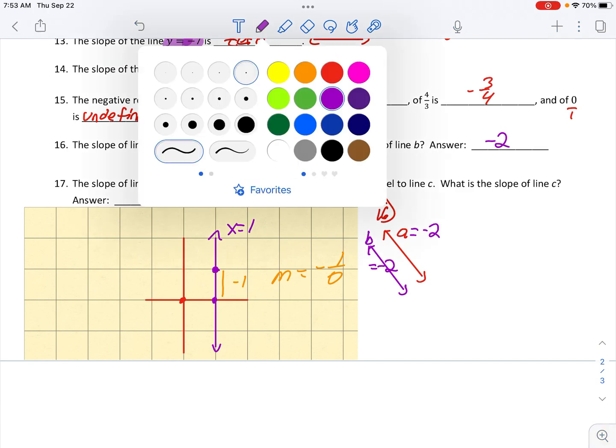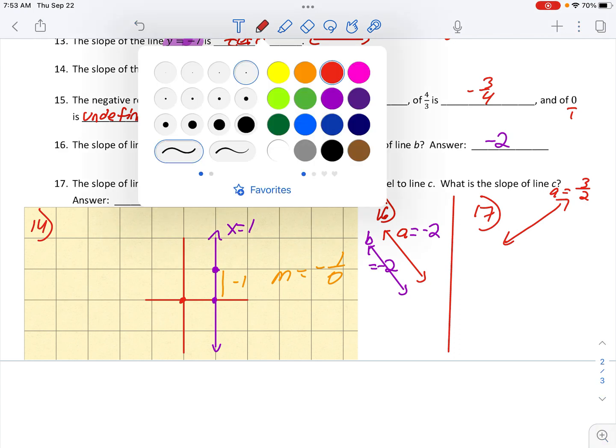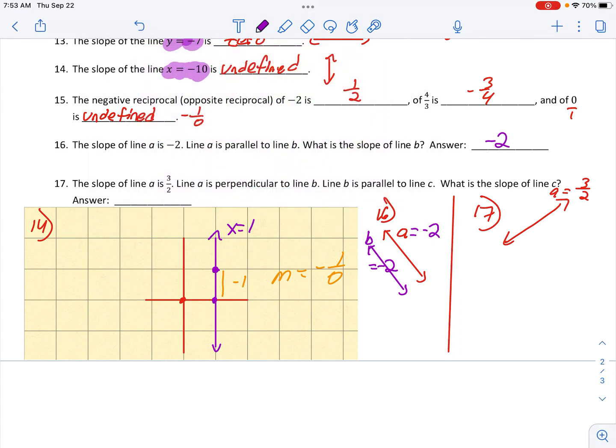All right, last one there, 17. On 17 here, we start off with the slope of line A is 3/2. 3/2 is positive, so it's going up. So that's 3/2. Now A is going to be perpendicular to B. So if A is like that, B has to look like that. And because it's perpendicular, change the sign and flip it.